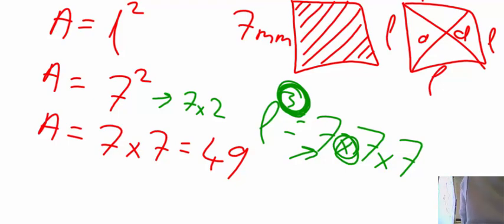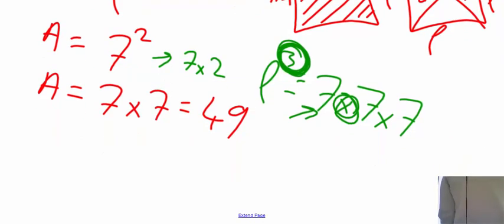Am I done? What did you say? He said square. So the unit is mm, and the area is usually shown as square. It's 49 millimeters square. Now let's do another example.